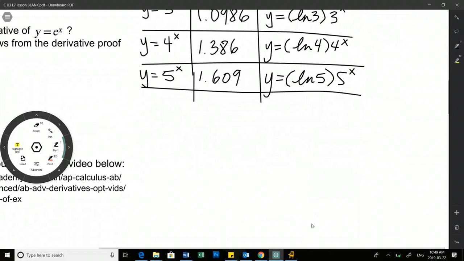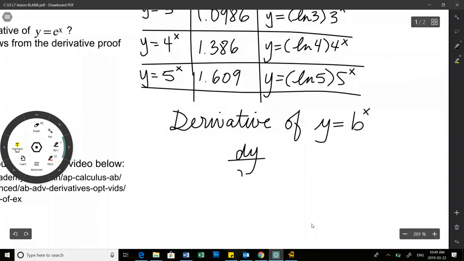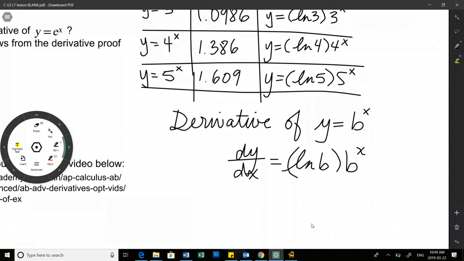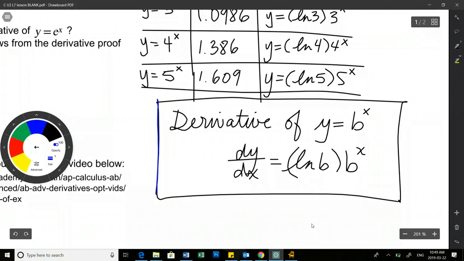Okay, so the derivative of any base to some exponent x, so of our y equals b to the exponent x, is dy over dx equals the ln of the base times you get that base and the exponent back. So this is our derivative. That is a derivative rule, so you might want to write this down and box it, highlight it, put some stars, whatever you want to do.